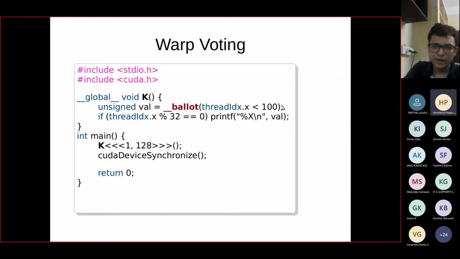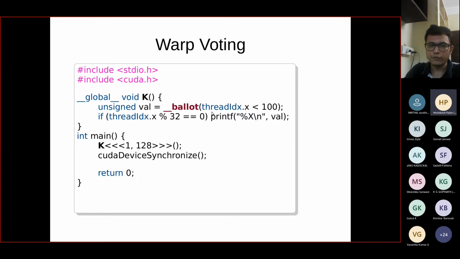Now let us come to this ballot thing. What this ballot function suggests is, it tells us which threads of this warp satisfy this condition, and based on the threads that are satisfying this condition, it will set the value 1 and 0. So let us understand what will happen here.